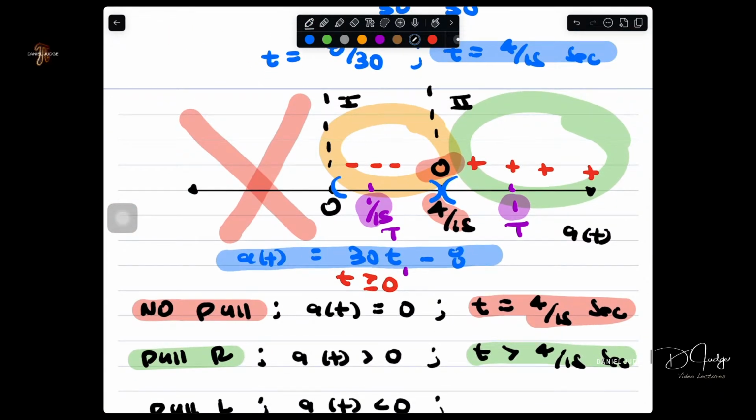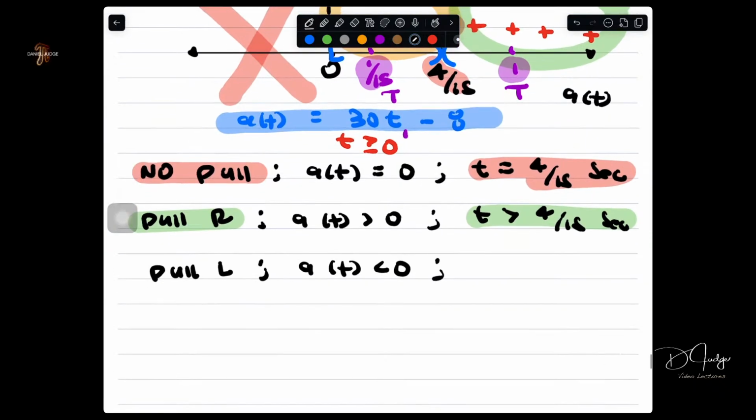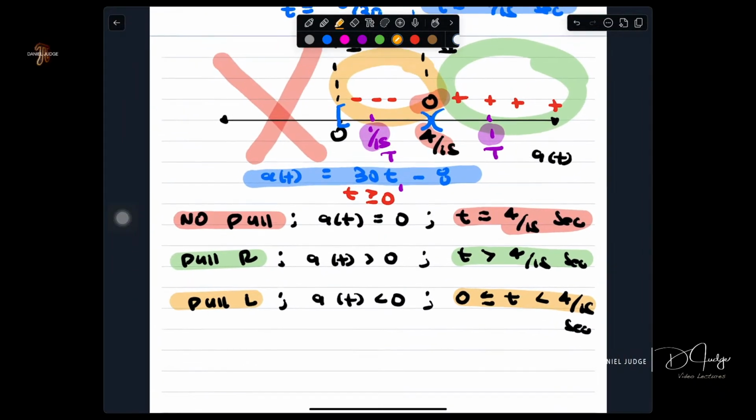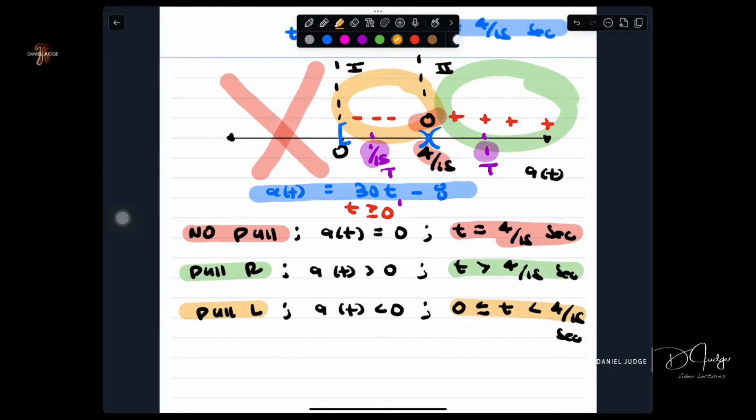So what does that mean? And let me be careful again, because at 0, we don't have a 0 up above it. So at 0, it's a square bracket. We include 0. 0 to 4/15. So we're going to say 0 less than or equal to t less than 4/15 of a second here. And that's where you have the left pull.